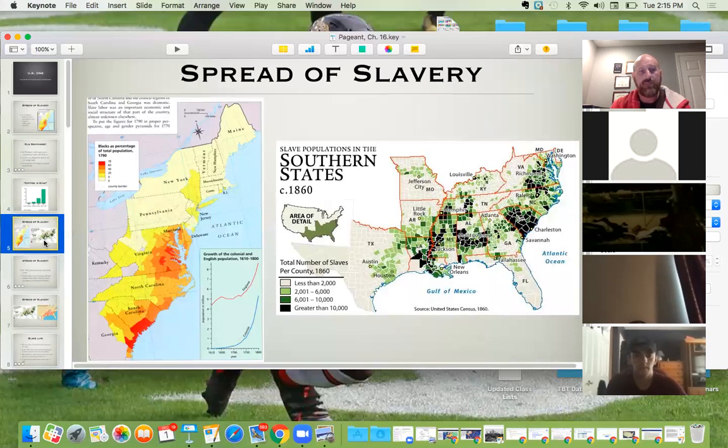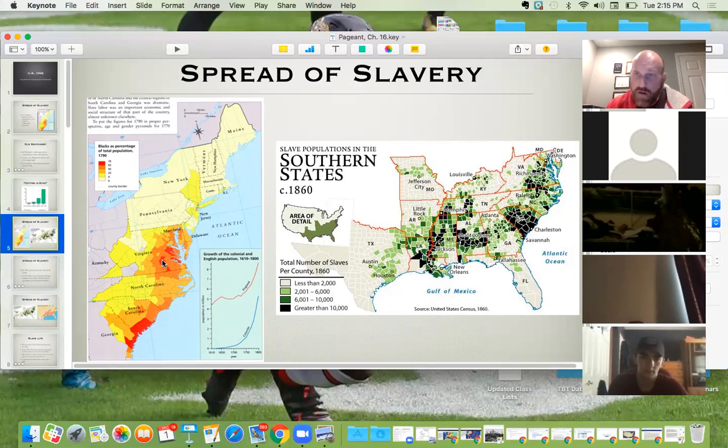Spread of slavery. So we're looking at these two maps. Here's 1790, the map I just showed you. And now we're going to look at slave populations in the southern states by 1860. I keep bringing up 1860 because that's the year before the Civil War. By 1860, slavery had spread over the entire South. The darker regions on this map, of course, represent the greater slave concentrations.